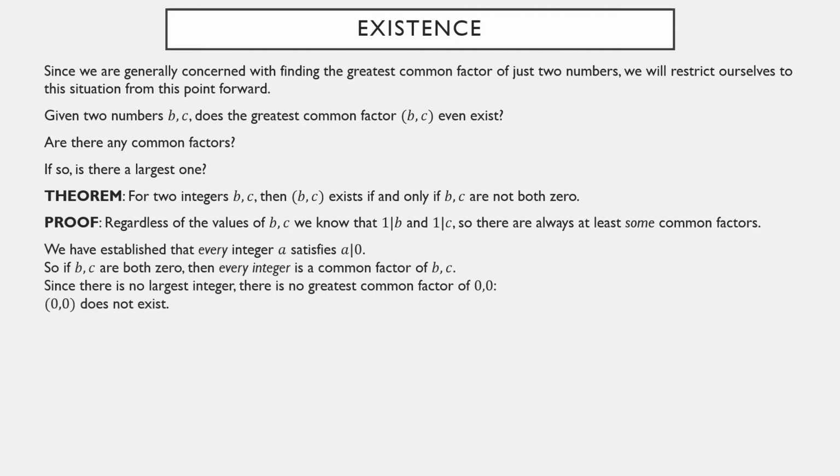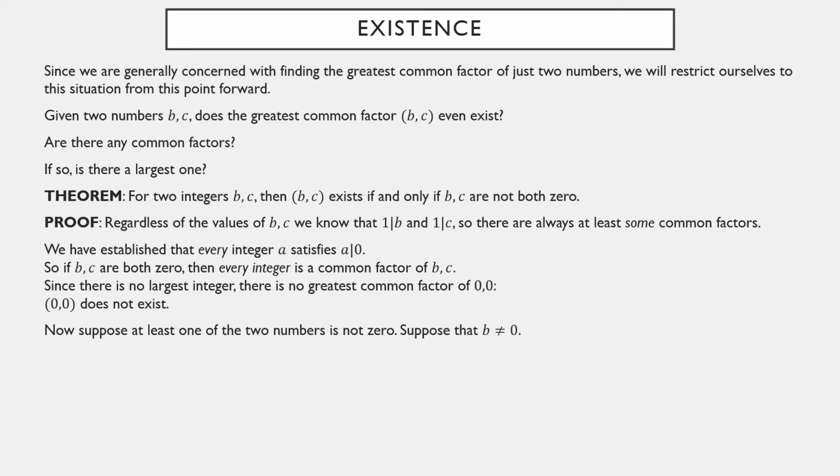We do know, however, that every integer is a factor of 0. So if b and c are both 0, then every integer is a factor of b, because every integer is a factor of 0, and every integer is a factor of c, because c is also 0. So every integer is a common factor, and there is no largest integer, so there's no greatest common factor of 0 and 0. Therefore, the GCF, or the GCD, of 0 and 0 does not even exist. But what if one of the numbers isn't 0? Let's suppose b is not 0. We're looking for the greatest common factor of b and c.